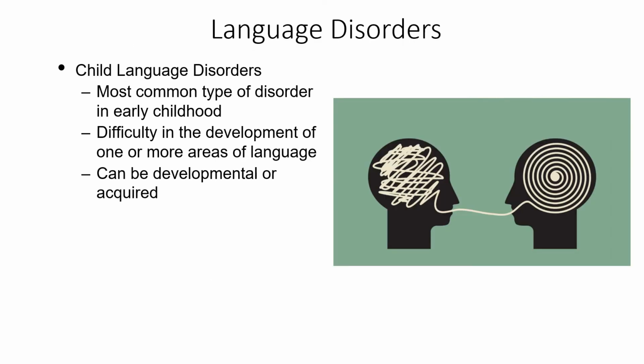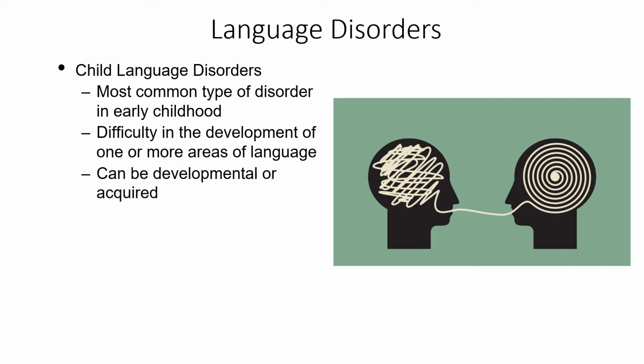Next, let's go over language disorders really quick. So it's actually the most common type of disorder in early childhood is a language disorder. And what it's defined as is the development of, or difficulty in development of, one or more areas of language. And it can be either developmental or acquired. What does that mean? It can be due to a problem of development. It can be due to a problem of genetics. It can be due to a psychological issue. All of these different types of things.